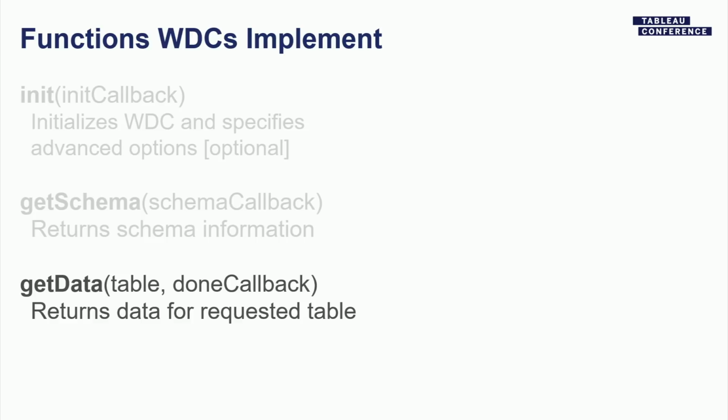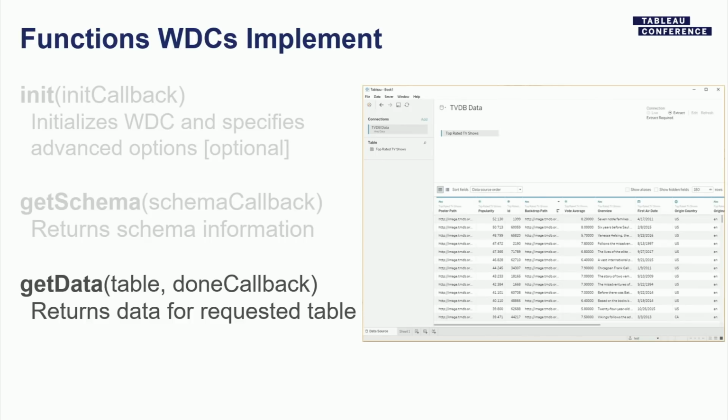Next is getData. You might be surprised to learn that it's used to get data. It takes 2 arguments, table, which is where we tell you what table to get, and also the doneCallback, which you use again to tell Tableau that you're done. And it is used in multiple places, but here is an example of one of them when you want to enumerate the rows in the selected table when you're building your connection. And with that, Ashwin will come on stage and give us the demo.